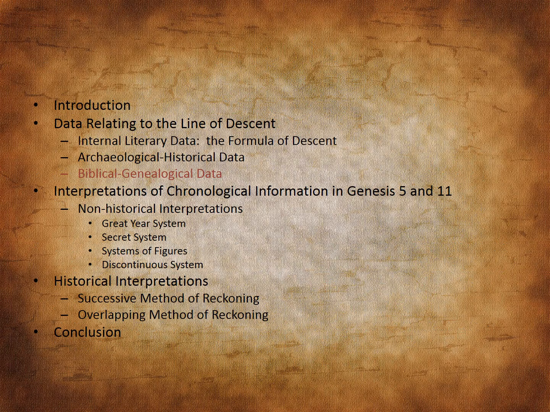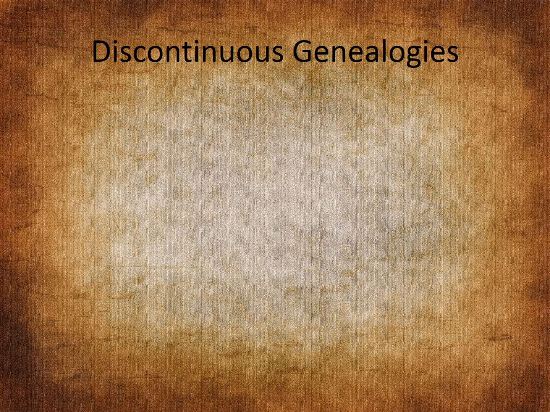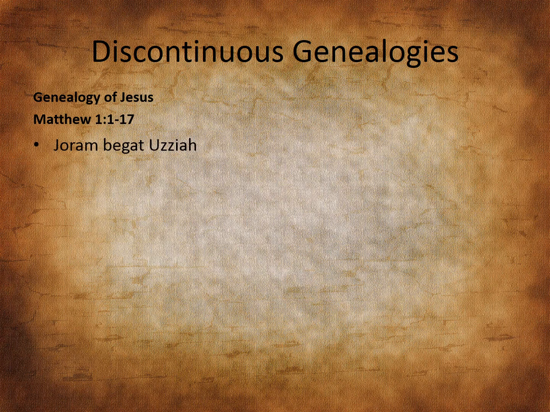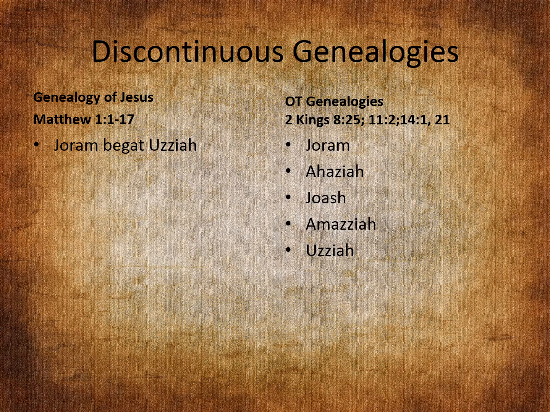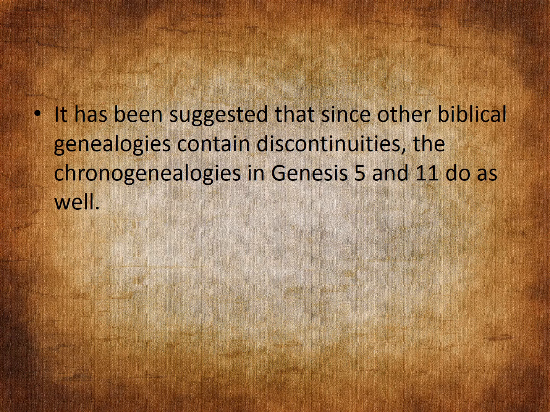Biblical genealogical data. It is true that some biblical genealogies are discontinuous. For example, in the genealogy of Jesus in Matthew 1, it says that Joram begat Uzziah, but Old Testament references indicate that Joram actually begat Ahaziah, who begat Joash, who begat Amaziah, who begat Uzziah. It has been suggested that since other biblical genealogies contain discontinuities, the chronogenealogies in Genesis 5 and 11 do as well.